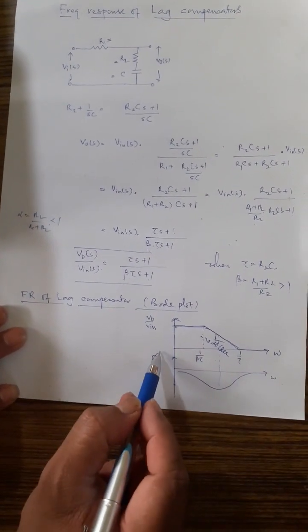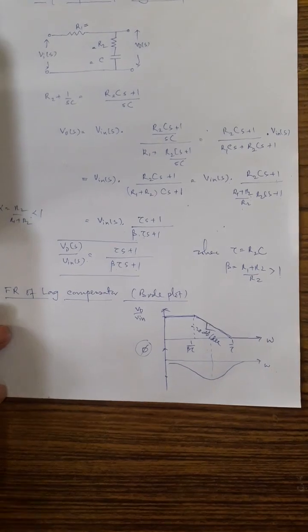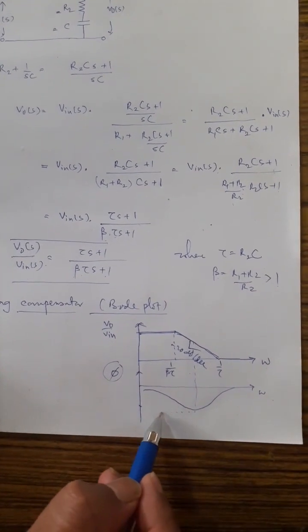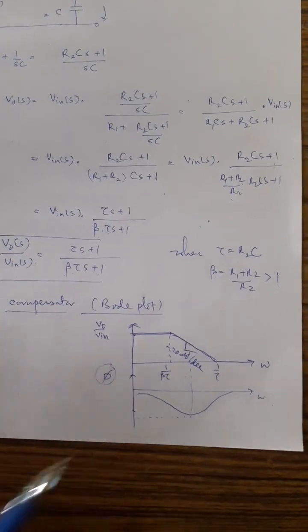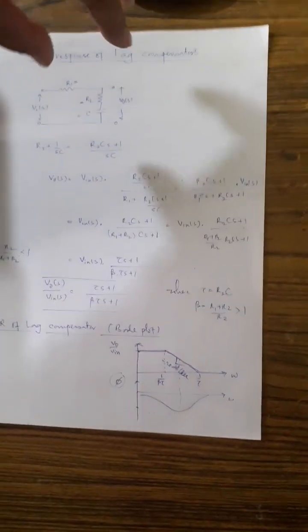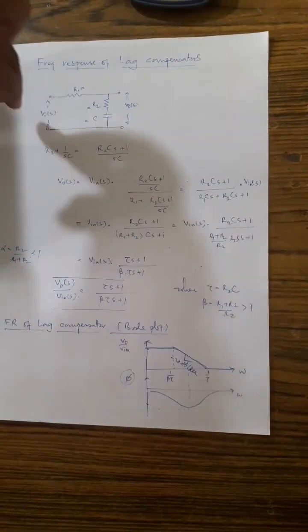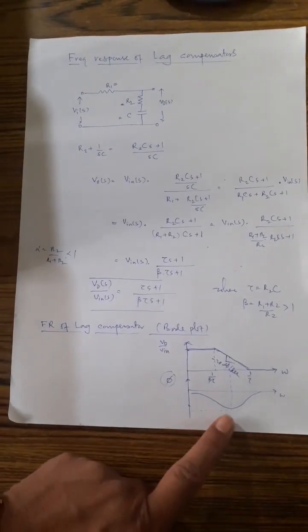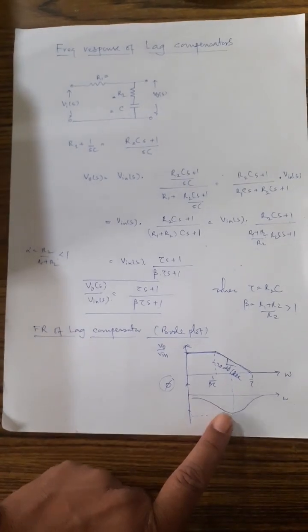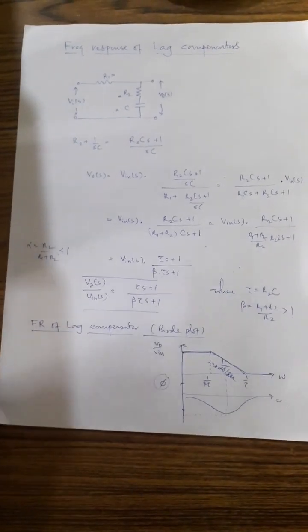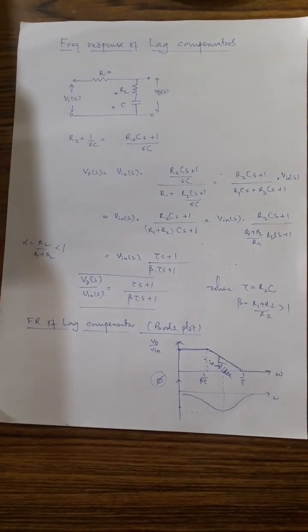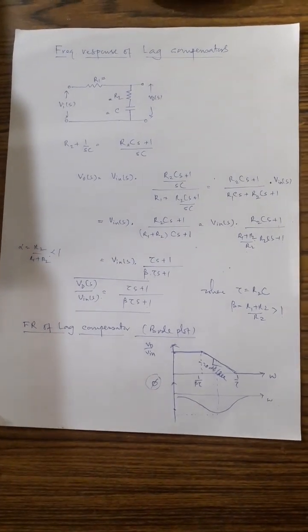Similarly, if you look into the phase shift, the curve varies in this way. Remember, here all angles are negative because it is a lag compensator. The output will be lagging behind the input and hence the angle will be treated as minus. Whereas in the case of a lead compensator, the output leads the input and hence in that case all angles are considered positive.